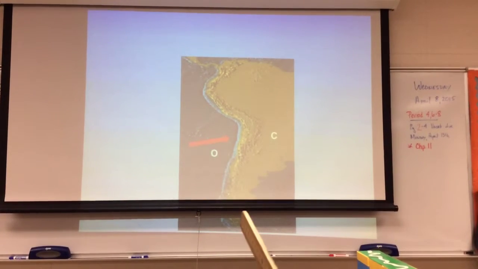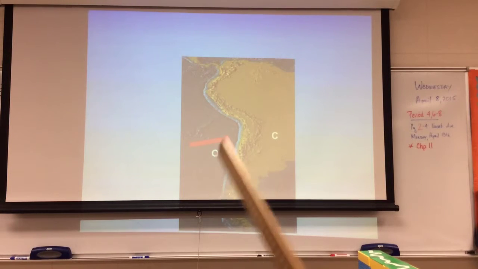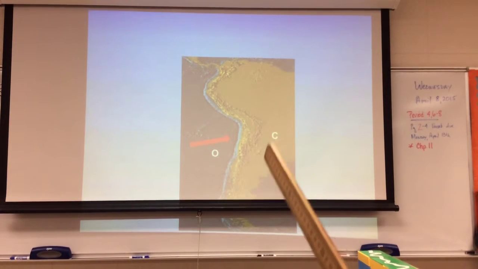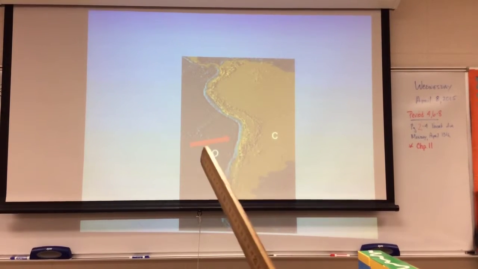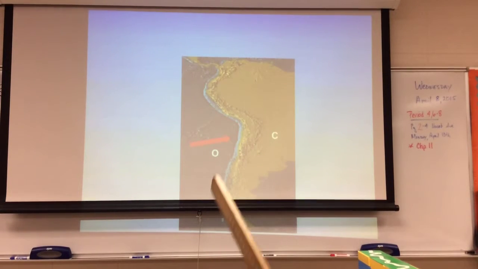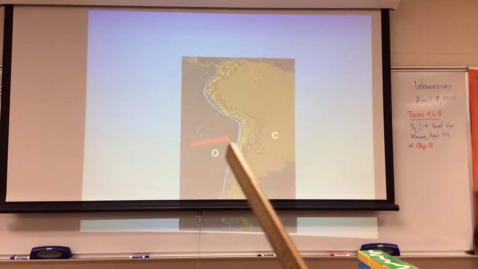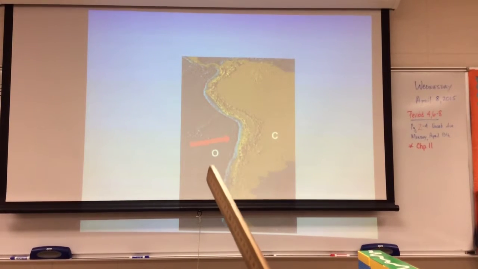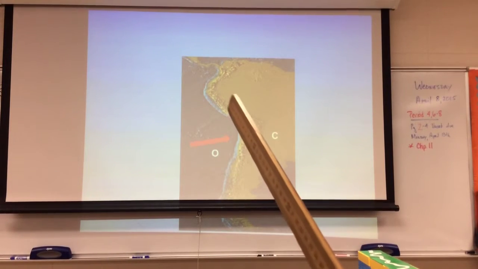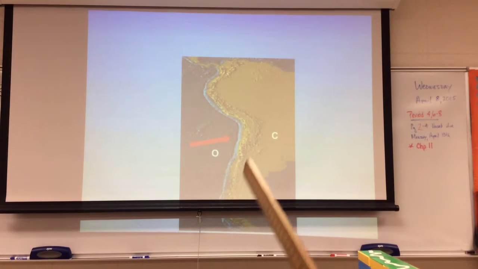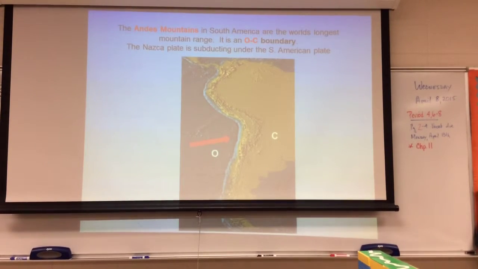For this lesson, we're going to be using the letters O and C. C stands for continental, so basically land. O stands for ocean, basically water-covered plates. Here in the Andes Mountains, this is an example of where the ocean plate is coming together with the continental plate. The denser oceanic plate is subducting underneath the continental plate, and the result is a lovely mountain chain known as the Andes. The Andes Mountains in South America are the world's longest mountain range. It is an OC boundary. The Nazca plate is subducting under the South American plate.